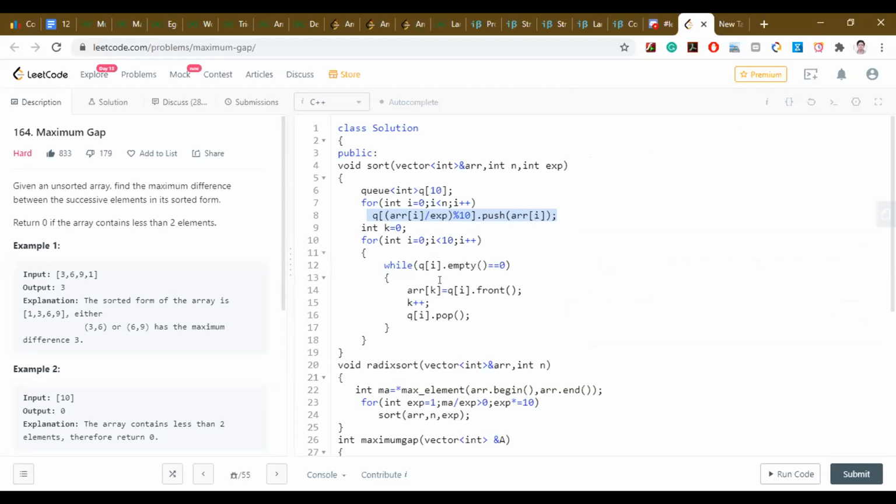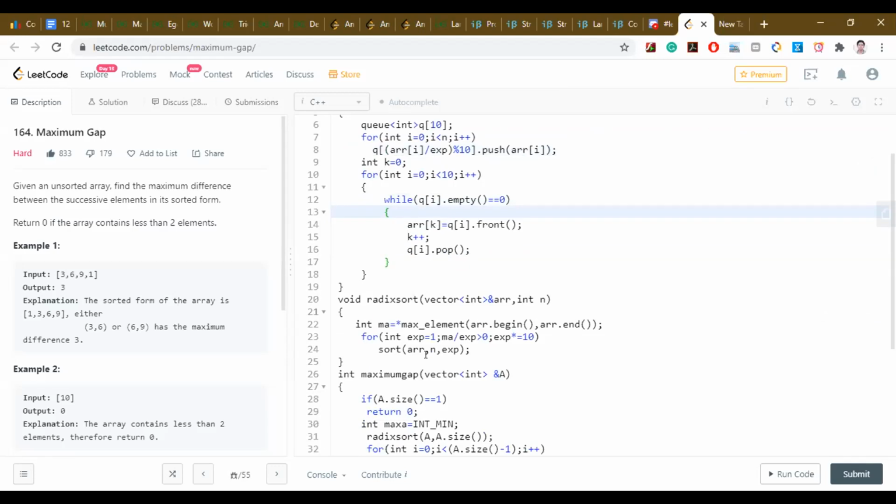But for counting sort, I think the value range has to be less than or equal to n. Yes, the value range has to be there. But here I'm just taking the latest digit and deciding which desired queue to put it in, and then I'm popping from the queues as they become empty.